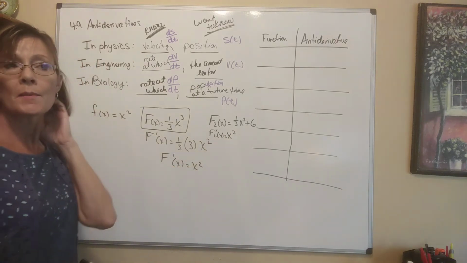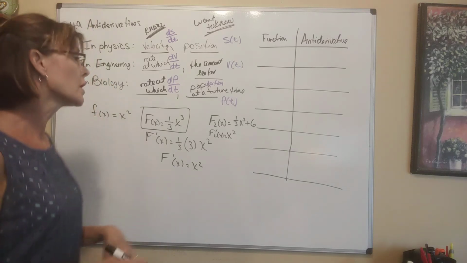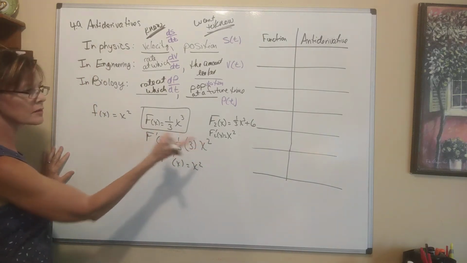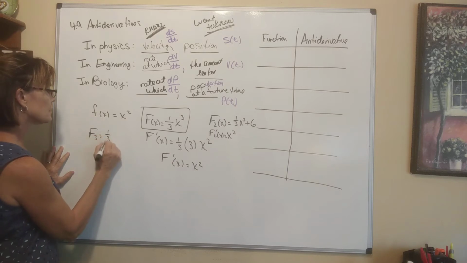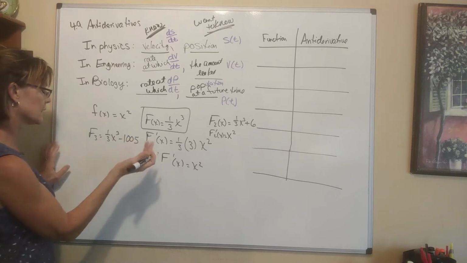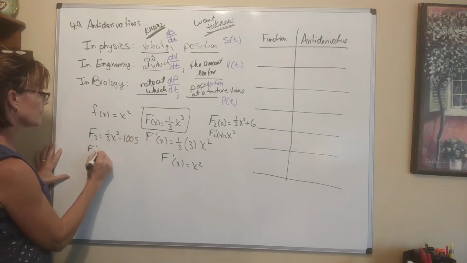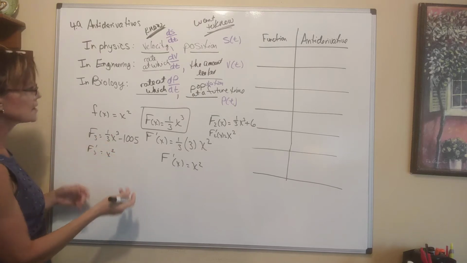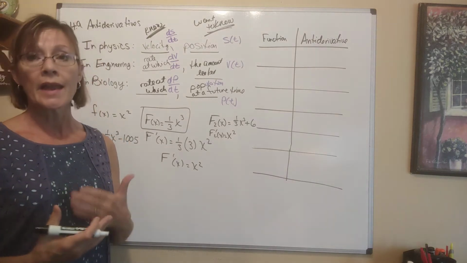Are there more? I think you're going to see that, yes, there are infinitely many more. We could just tack on a constant here and we get this derivative because the derivative of a constant is 0. So let's try this one: x cubed over 3 minus 1005. What's going to happen here? Well, the derivative of this, f prime, is going to be x squared plus 0. So this one does it. So this is what we've come across. This is called the most general antiderivative.